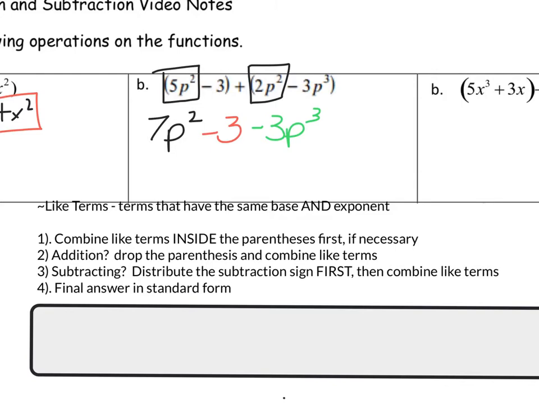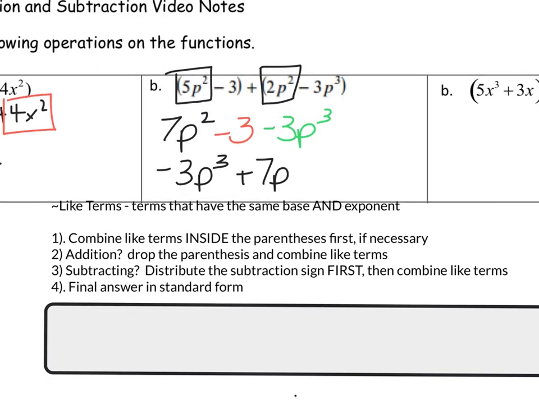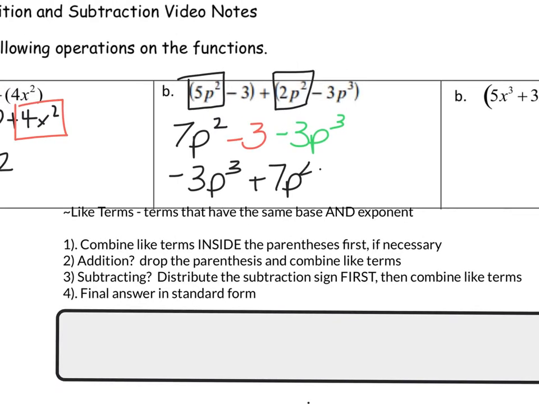So to put this in standard form, we would write it as negative 3p cubed plus 7p squared minus 3. So standard form again means that we have the decreasing degrees of polynomials. So highest degree first, or highest exponent first, then 2, and constants are always last. So go ahead and try letter C, which I think on our paper it says B again.